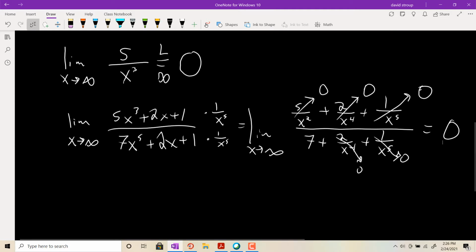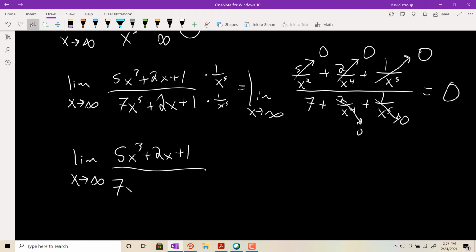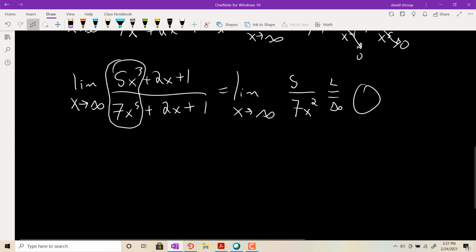My shortcut for working with these big, ugly rational guys is, rather than multiplying or dividing by the highest degree term, to just pick off the high degree parts from the numerator and denominator and take the limit of that, and you get the same answer. So look, it's 5 all over 7x squared, and of course that's just an L over infinity form, which will go to 0.